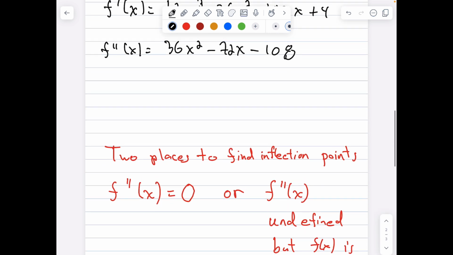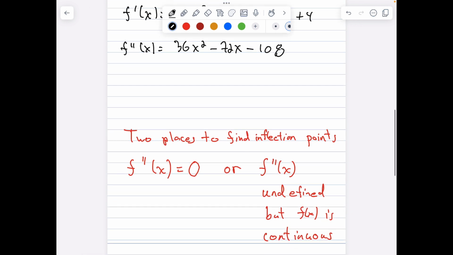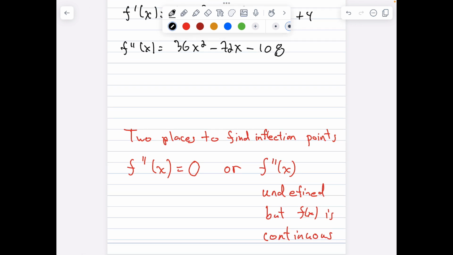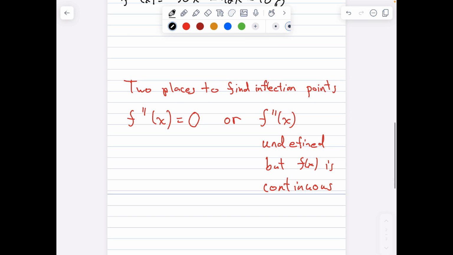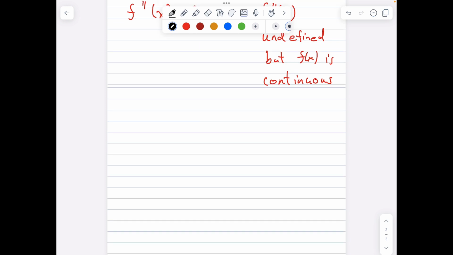Now, we have our second derivative, and to find inflection points and information about concavity, you're going to look for places where the second derivative equals 0, or where the second derivative is undefined, but your function is continuous. So how do I find where the derivative is equal to 0? Well, we're going to set the whole second derivative equal to 0. So f double prime of x, 36x squared minus 72x minus 108, we're going to set all of that equal to 0.